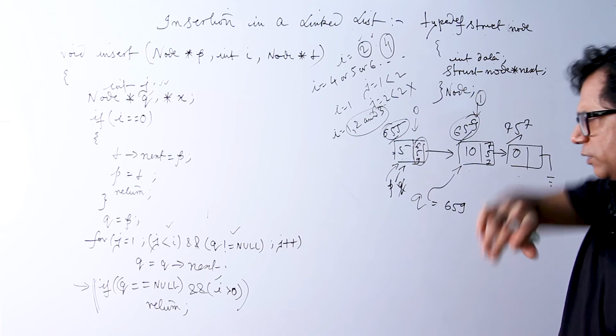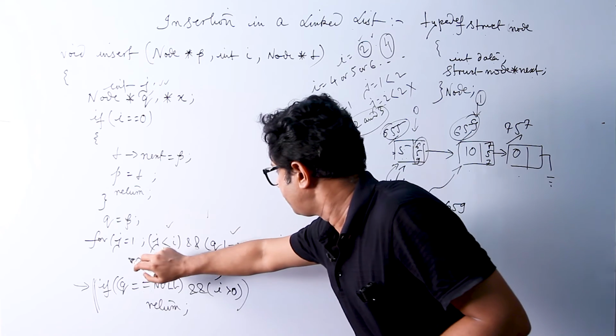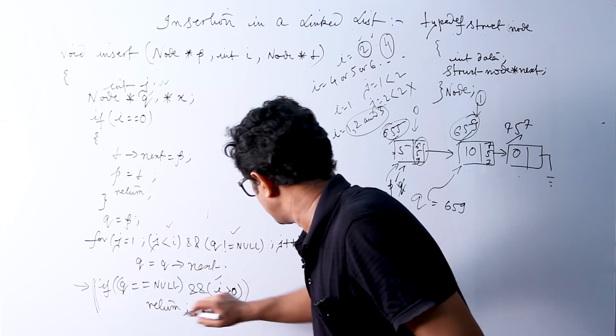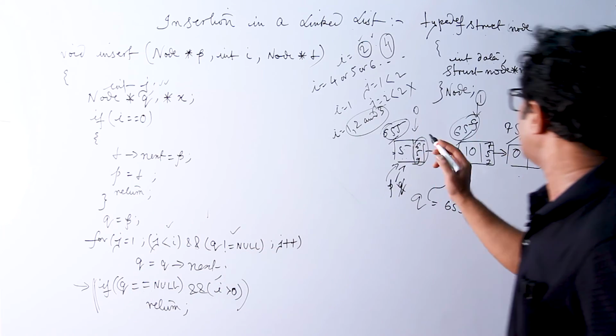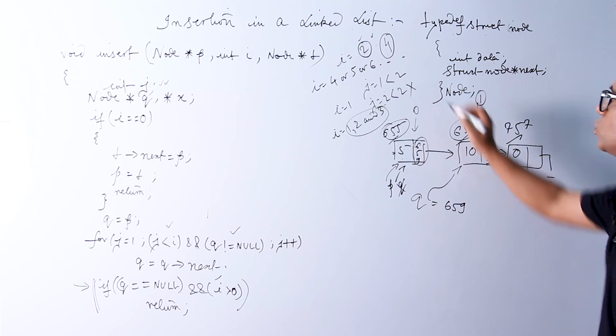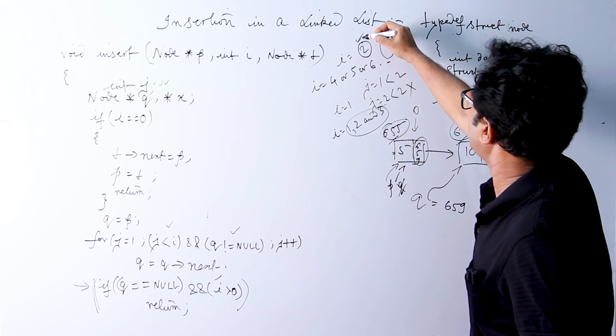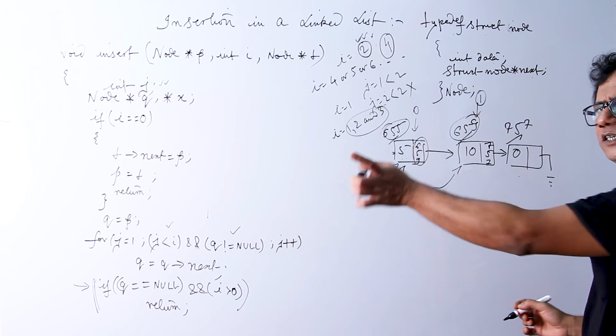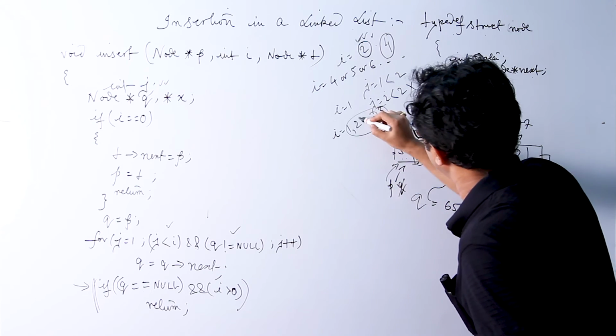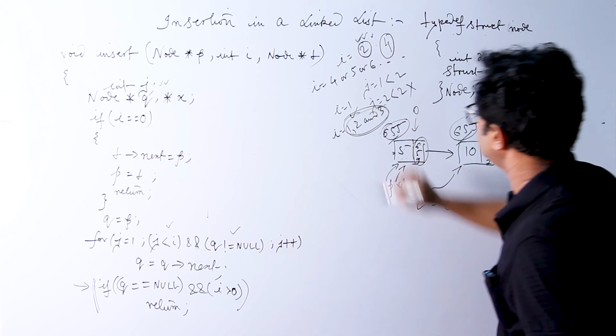So for that, how much have we written so far? Q is equal to Q next. We have moved to the desired location. In this case, we were dealing with the value of I is equal to 2. So that is a valid case, because it falls in this valid range, that is 2.